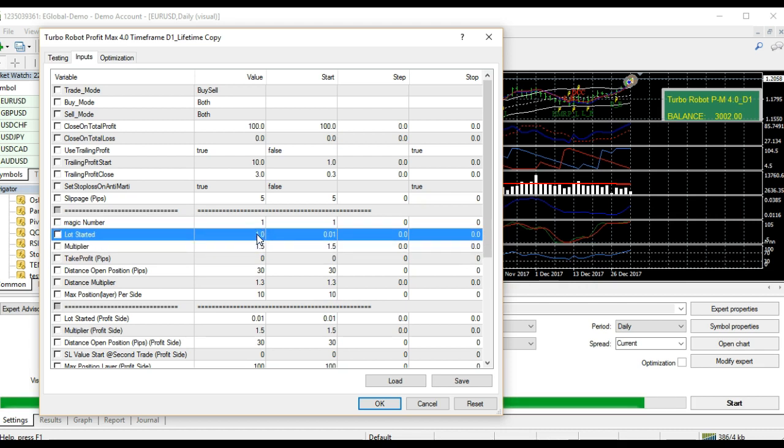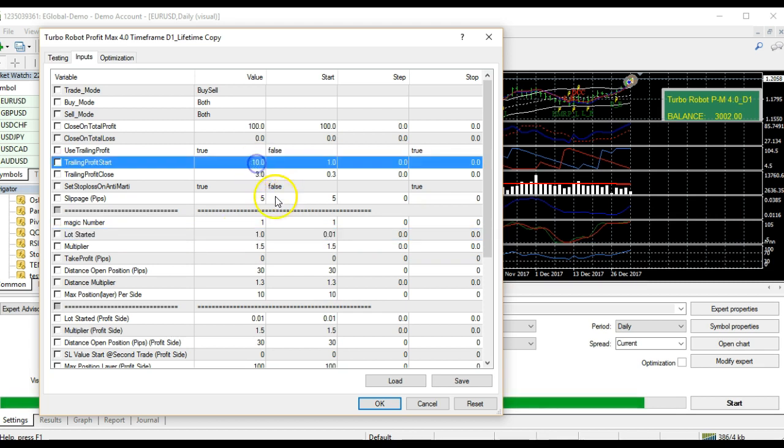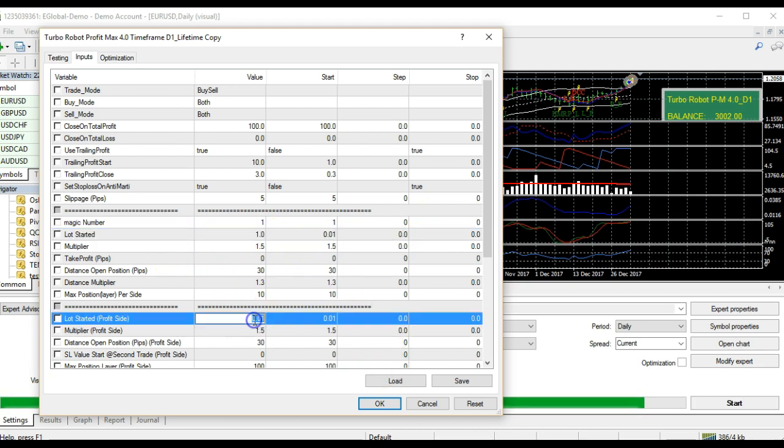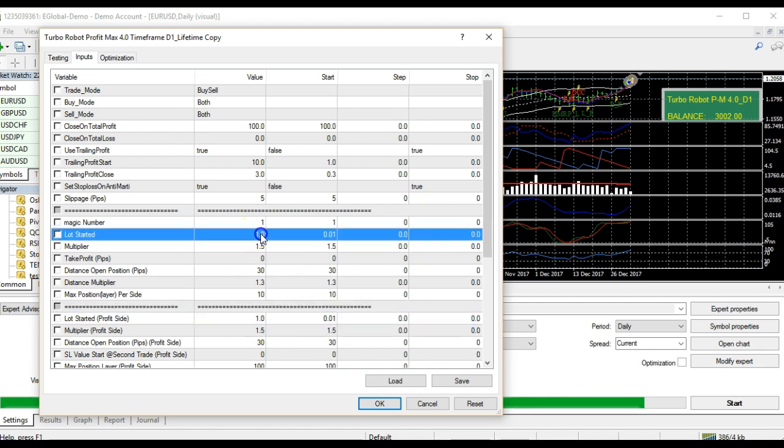Let's say your 1,000 is equivalent to 100,000. So you can use 0.1. 0.1 means equivalent to 0.01 as well. It's the same value, but the robot will only see based on the amount that you have. All right, so let's say for your lot start here, you will be changing this one as well, $1.